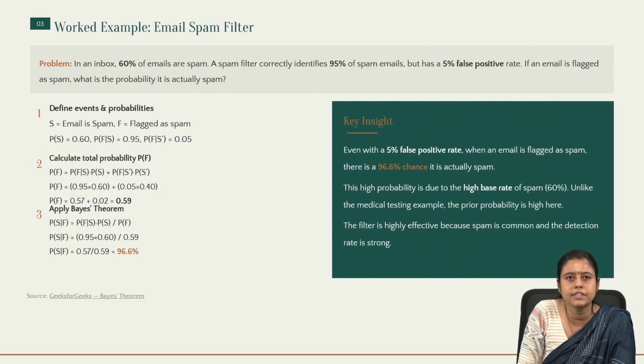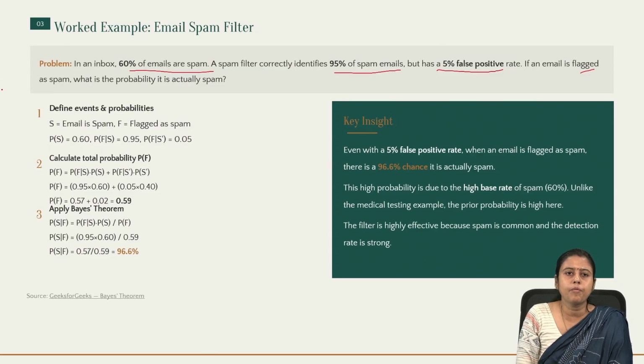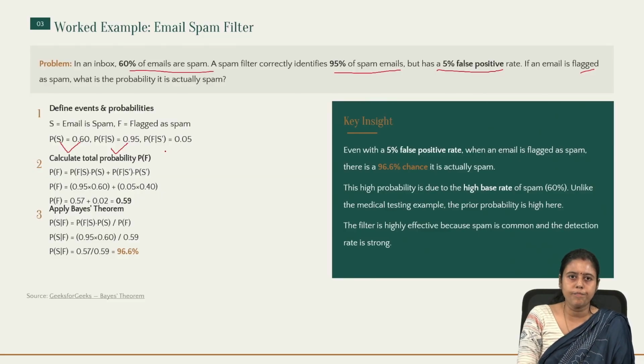In an inbox, 60% of emails are spam. A spam filter correctly flags 95% of spam, but there is a 5% false positive rate. If an email is flagged as spam, what is the probability it is actually spam? So again, what is the chance an email is spam? The spam is 60%. This is the event. Then how many are flagged as spam? They said 95%.